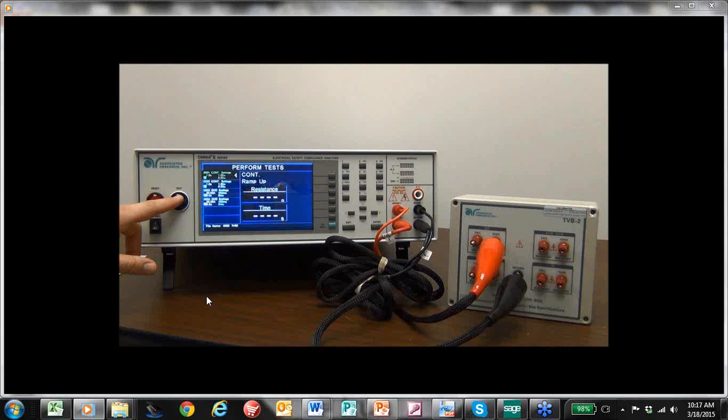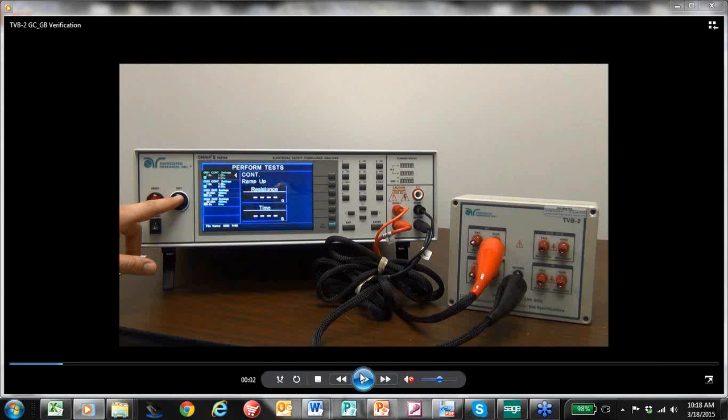So we've pre-programmed some continuity and ground bond tests, one each for a fail condition and a pass condition. As you can see in the picture, the red wire coming out of the electrical safety tester itself is connected to a load, and the black wire is connected to the other end of the load. The test is programmed for a continuity test and a ground bond test. So we're going to go ahead and play the video and see what happens here.